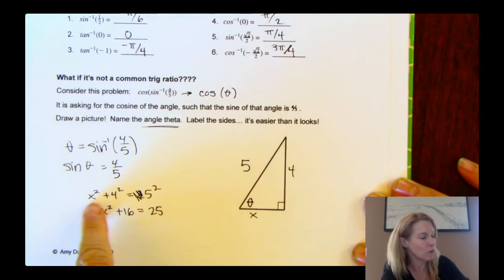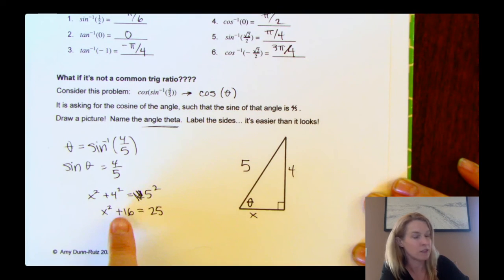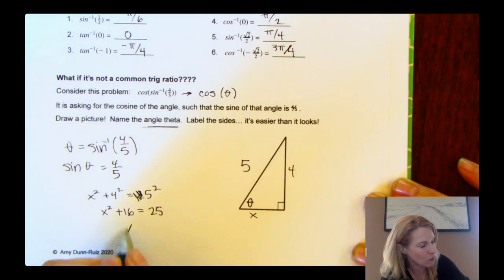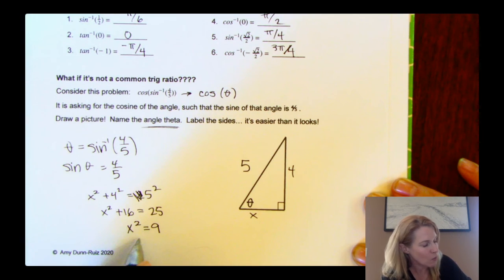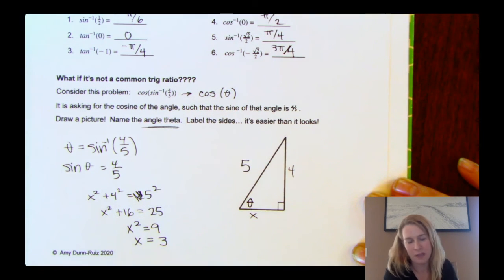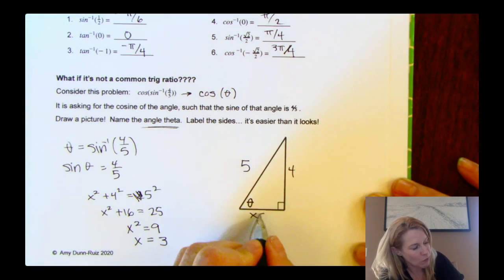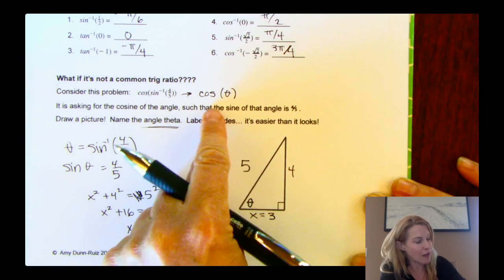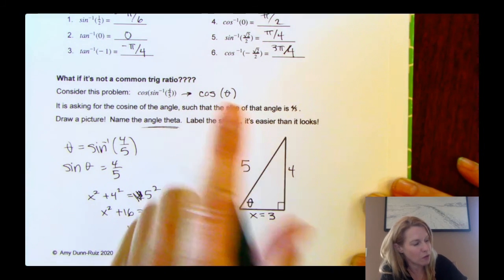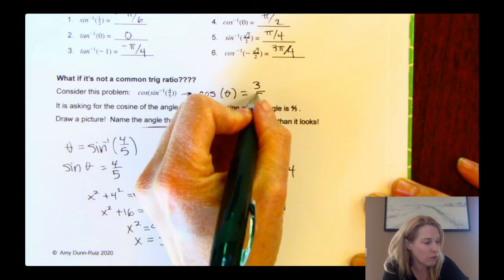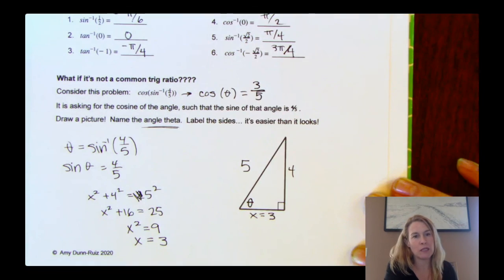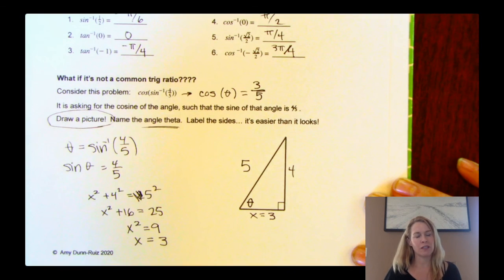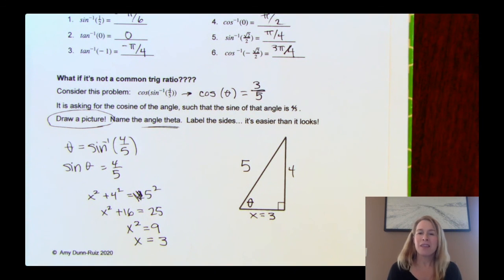So x squared plus 4 squared is 5 squared. X squared plus 16 is 25. And of course, that means x squared is 9. So x is 3. And you probably knew that because of the Pythagorean triple, 3, 4, 5. Well, long story short, the cosine of that angle then is adjacent over hypotenuse, or 3/5. So anytime you see a trig ratio that does not look familiar, draw a picture. That's the best way for you to go. Thanks for watching the video.